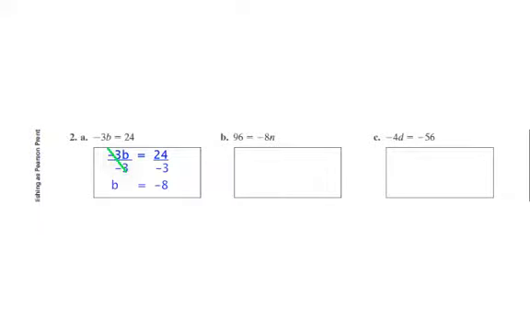You can substitute in the negative 8 into the equation to see if that works. Does negative 3 times negative 8 equal 24? Yes, it does. So we know we have the correct solution.